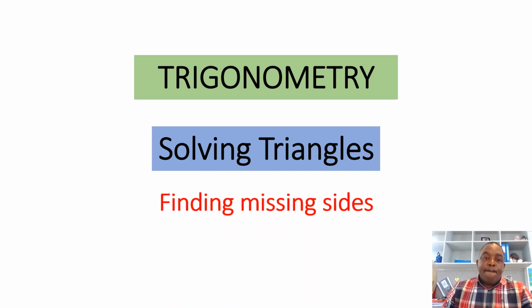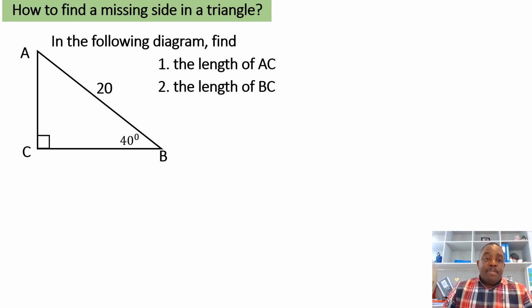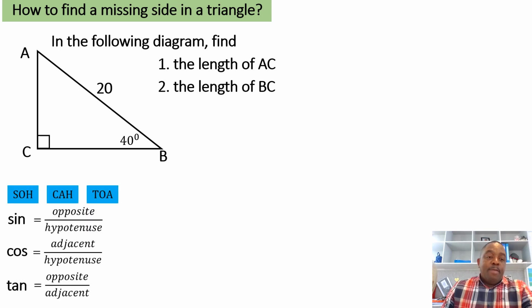Okay, how to find a missing side in a triangle? Well, let's look at an example. It says in the following diagram, find the length of AC and then find also the length of BC. You're going to be very observant in terms of your diagram, what you're given and what you're looking for. And in combination with what you're looking at, remember your definitions, because those are useful in helping you set up an equation that you end up having to solve for the unknown that you're looking for.